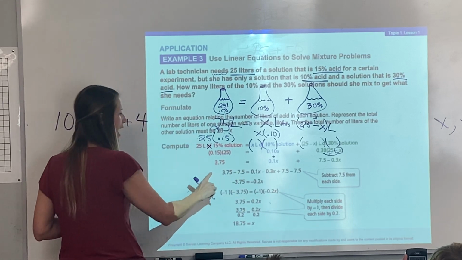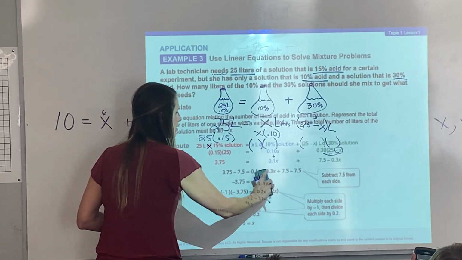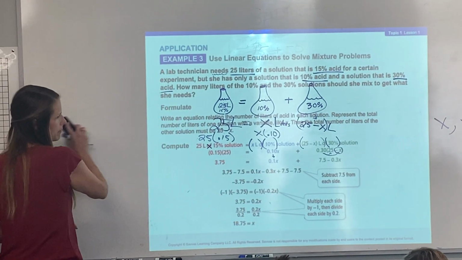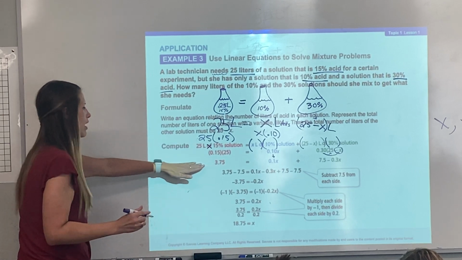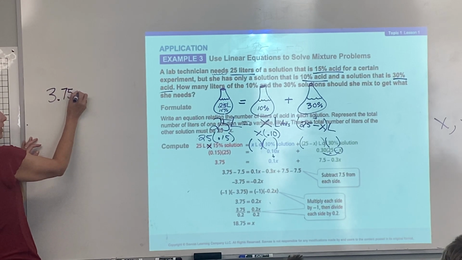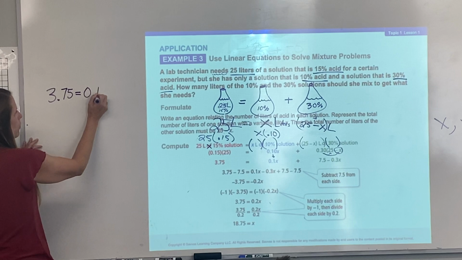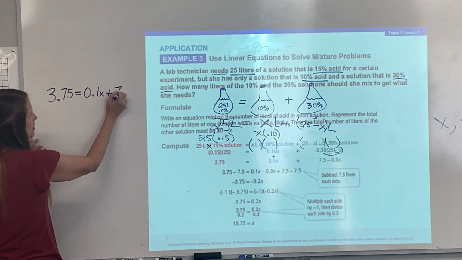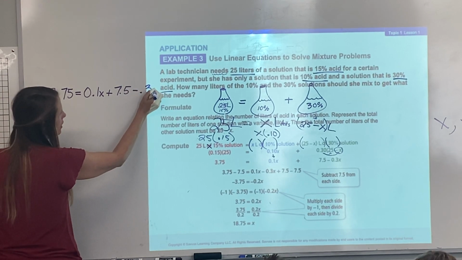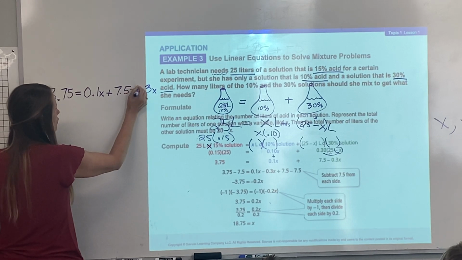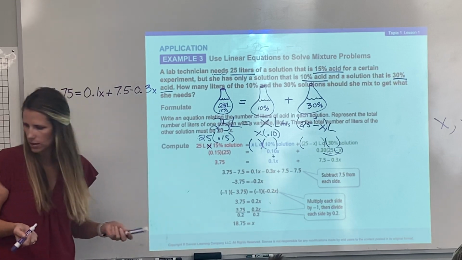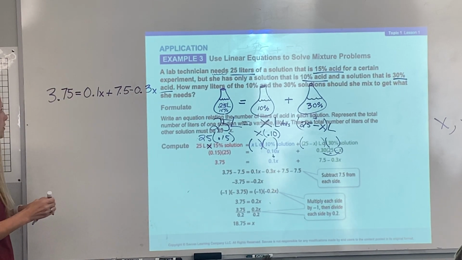We have 3.75 equals 0.1x plus 7.5 minus 0.3x. I'm going to rewrite that over here. Can you guys see if I do this? 3.75 equals 0.1x plus 7.5 minus 0.3x. Can we solve this equation? We've been solving the things that look just like this the past couple of days.